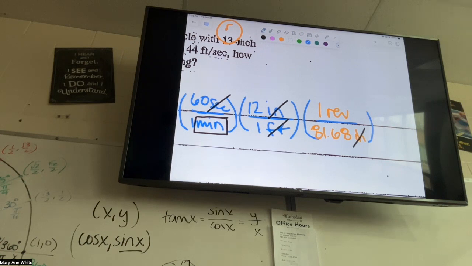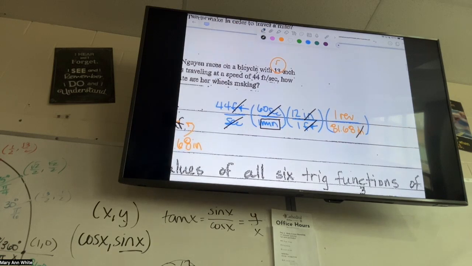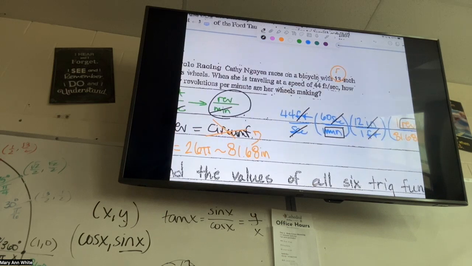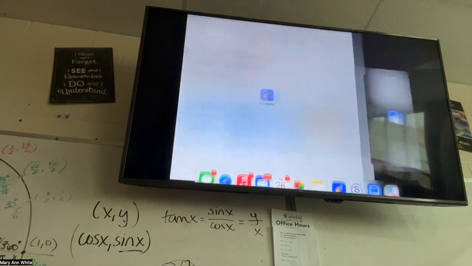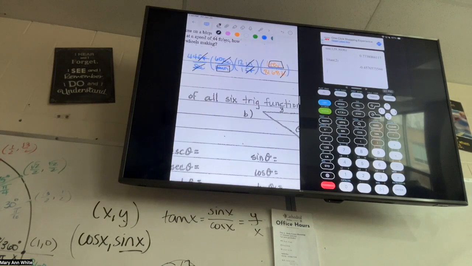Do I need to keep going or is that what I want? That's what we want. We're done, right? Now we just have to put all this in the calculator. We have revolutions on top. We've got minutes on bottom. That's what we wanted. So we're going to do 44 times 60 times 12 times 1 divided by 81.68. And you don't even have to do times 1 divided by, you can just divide by that. So I'm going to do 44 times 60 times 12 and then just divide it by that.